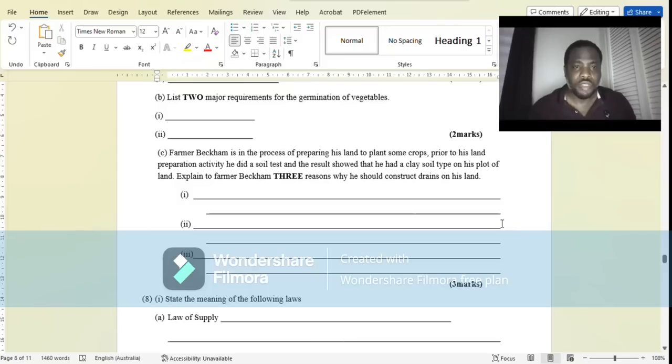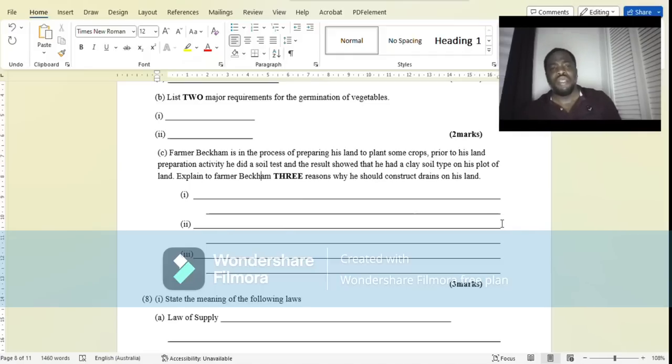All right, so the next question speaks to Farmer Beckham, who is in the process of preparing his land to plant some crops. Prior to his land preparation activity, he did a soil test, and the results show that he had a clay soil type on his plot of land. Explain to Farmer Beckham three reasons why he should construct drains on his land. Now, a drain is what will help with drainage, and drainage is the removal of excess water.